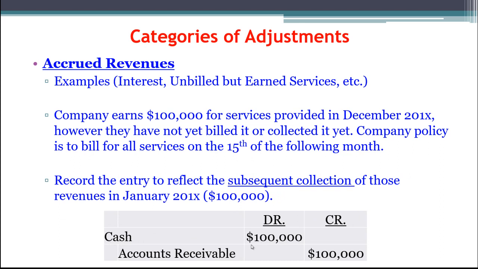So we debit cash for $100,000 because we've collected it. We're increasing cash. And we are crediting accounts receivable to reflect the fact that we're reducing that now because we're no longer entitled to it. We've collected it.